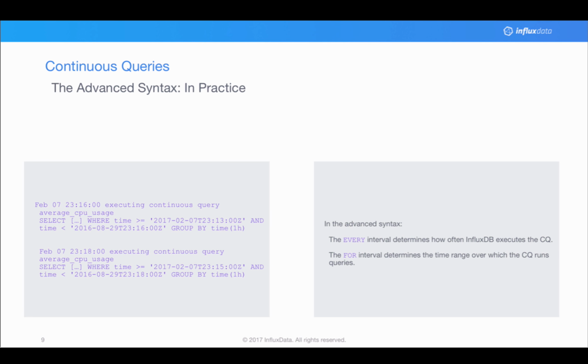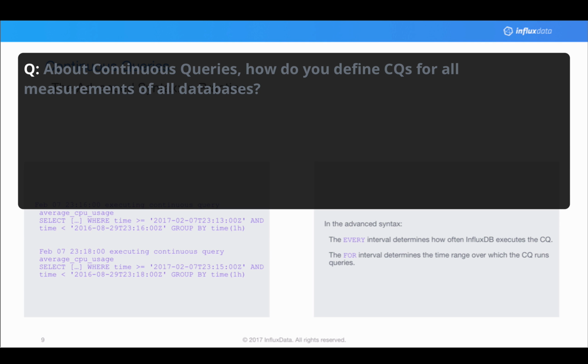AddLow asks, about CQs, how do I define a CQ for all measurements in all of my databases? There's no way to do that currently. There's no way to say, I want to apply this roll-up procedure to every piece of data that comes in. There's some ways to do a CQ to every measurement in an individual database, but you'll have to create that continuous query in each of your databases. Does that answer your question?